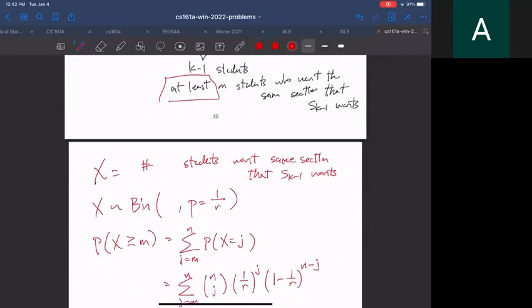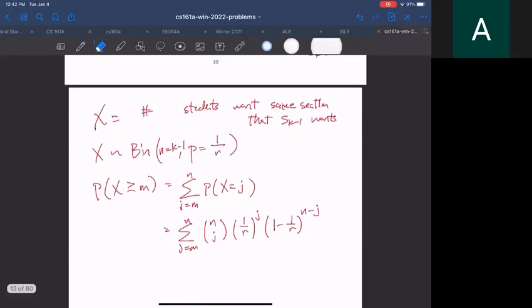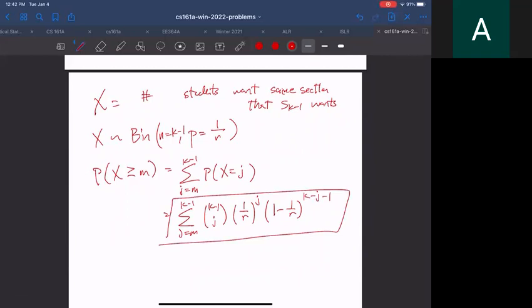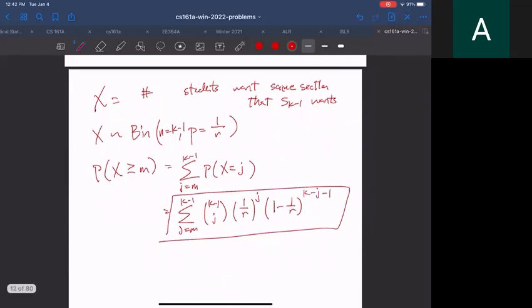So this is r, and then the number of trials, n, is actually equal to k minus 1. So every time we have an n here, we should be replacing that with k minus 1. k minus 1, k minus 1, and k minus j minus 1. There's the final answer. Don't forget to plug in the variables of the question.